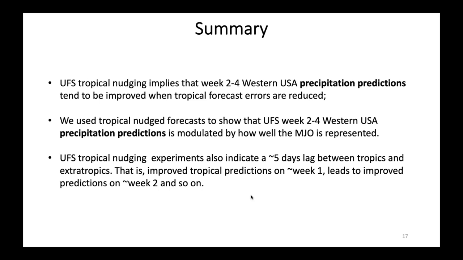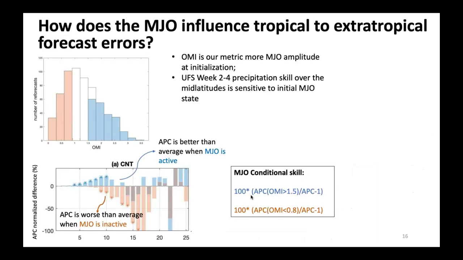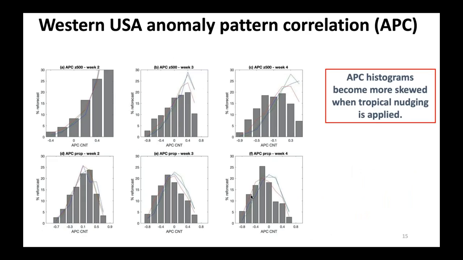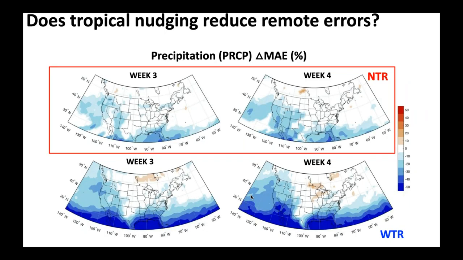Yes, we do have one question in Slack. This is from Jo Wong. She asks, it seems that one of your slides shows an increase in MAE over East Asia. If so, why does the MAE decrease in some regions, but increase in some other regions with nudging? I think she's referring to the red areas here.